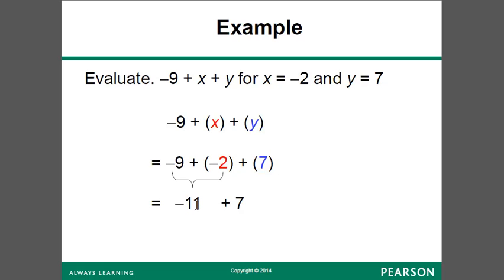Which one's larger? The 11 or the 7? The 11 is, so my final answer is going to be negative. And what is 11 minus 7? It'll be 4. So my final answer is negative 4.